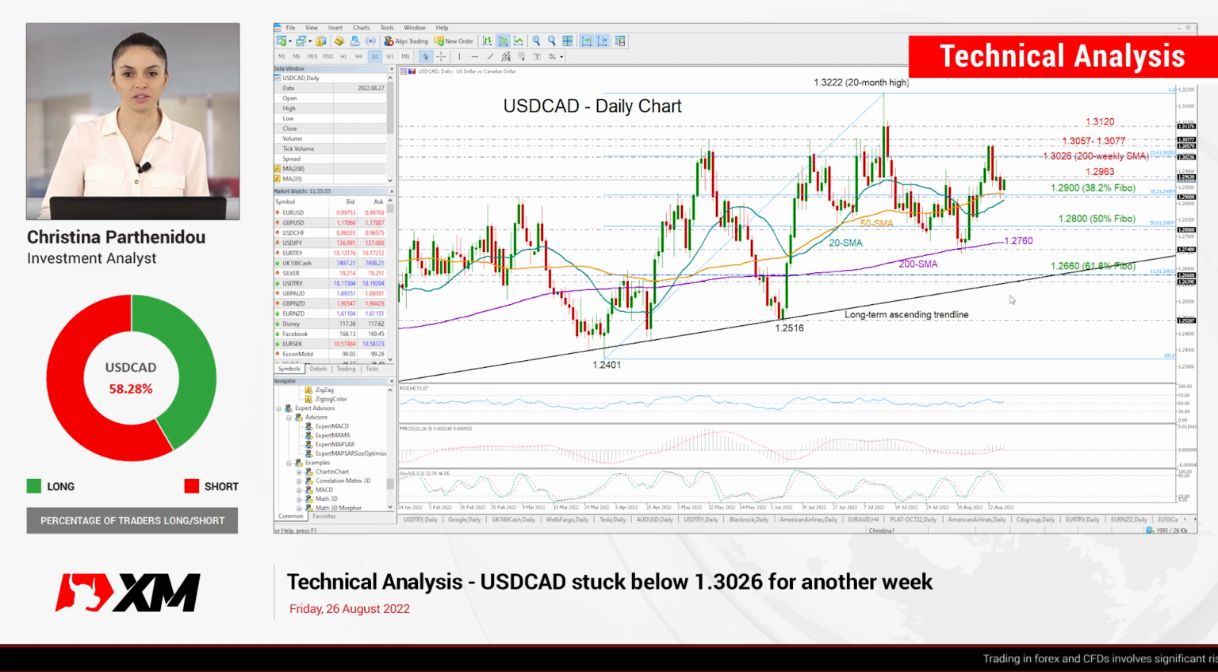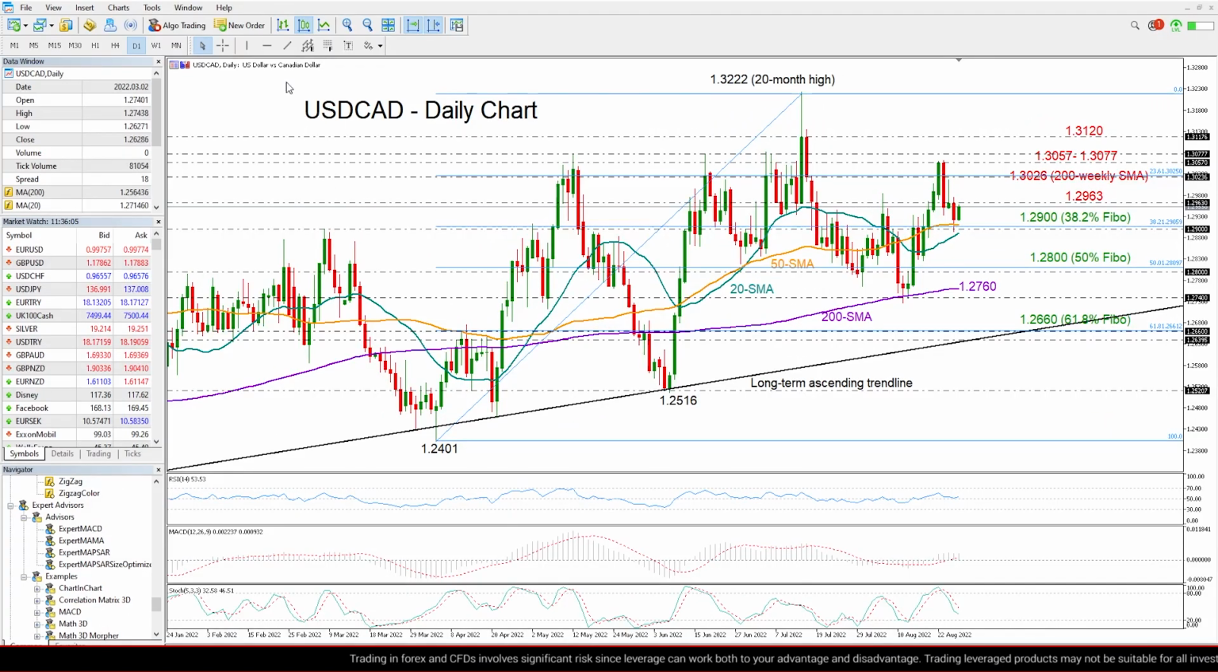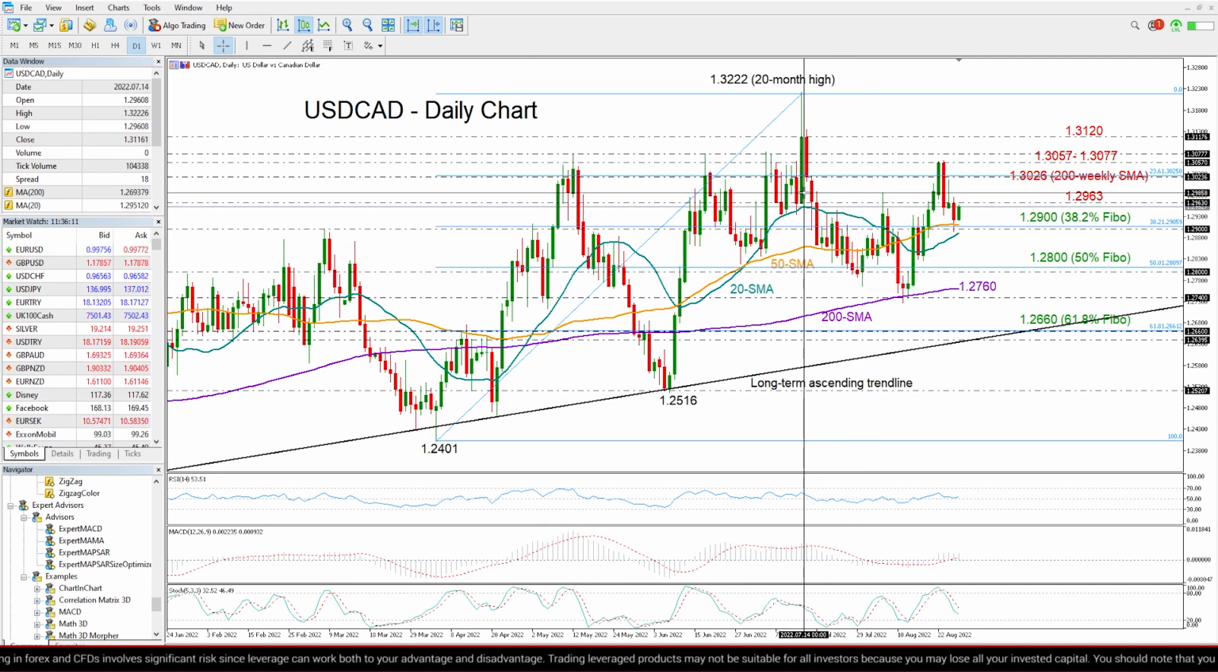It's August 26th and today we'll be looking at the US versus the Canadian dollar before the Jackson Hole key central bank event takes place later today. And what we see in the daily chart is that the pair continues to lack direction in the short-term picture, trading sideways instead below the 20-month high of 1.3222 reached in mid-July.